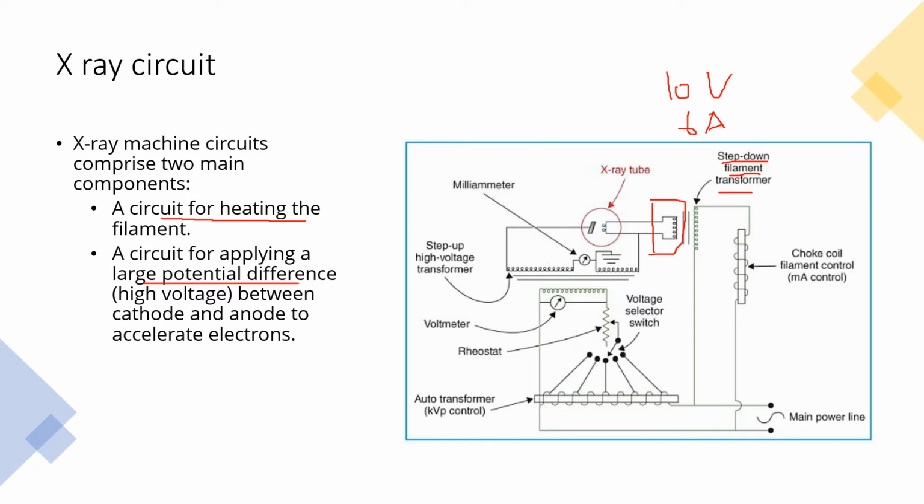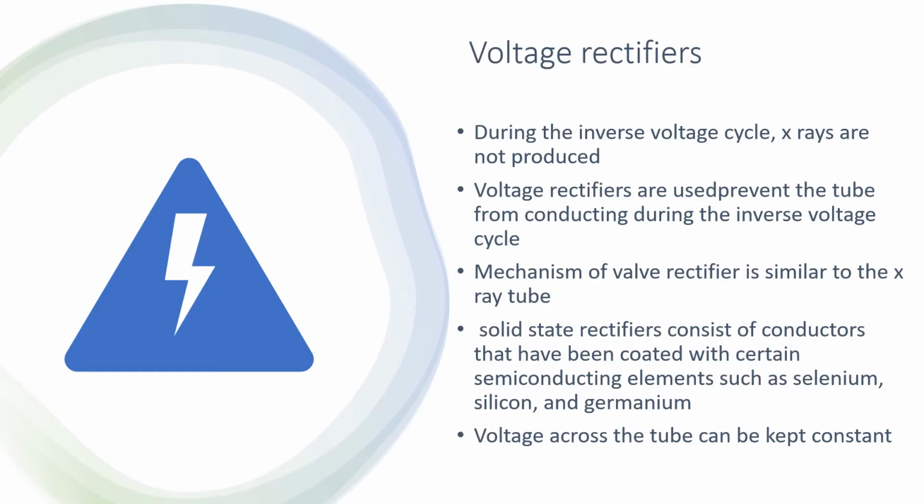Okay. Now coming to the anode. This anode is connected to a step-up high voltage transformer with a rheostat. A rheostat is nothing but a variable resistor. You can control the amount of current going through the circuit by a rheostat, which uses variable resistance. Okay, and this can be read through a voltmeter. Now this anode's job is to pull the electrons from the filament by giving a charge, and thereby X-rays are produced.